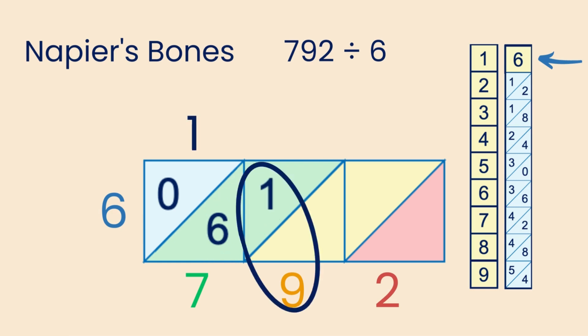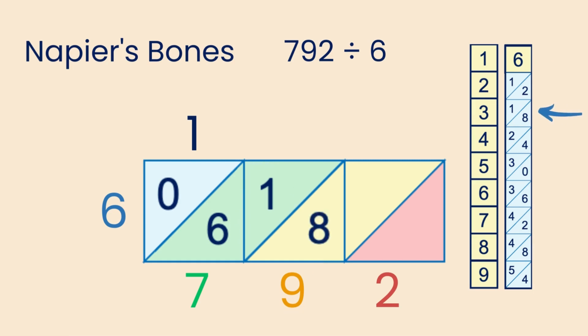Now we repeat. We have 19, so using the sixth bone, we find the biggest multiple of 6 that is still less than 19, which is 18. So we fill out the rest of the square to give us 18 by writing 8 in the next triangle. 18 is 6 multiplied by 3, so we write 3 at the top. We now need the diagonal to add up to 9, so we write 1 in the next triangle, as 8 add 1 is 9. Repeat one last time.